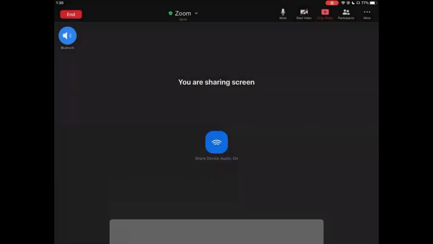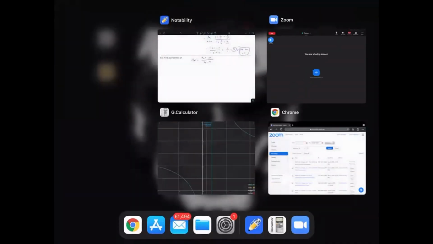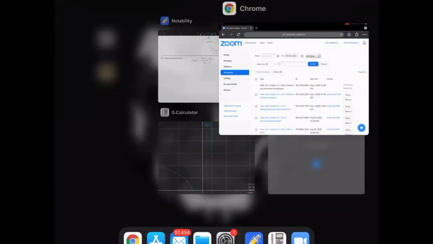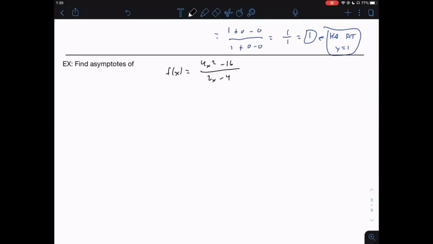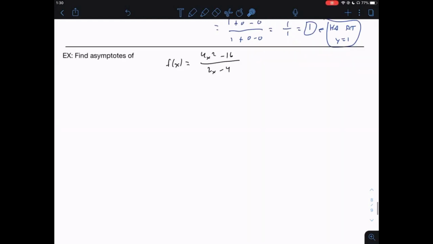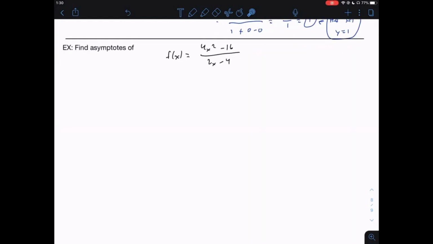But let's continue this next part of the video then with that last example that I'm going to set up here. All right, so here we have f of x equals 4x squared minus 16 over 2x minus 4. And what we want to do is find the asymptotes of this rational function. If a question says to find the asymptotes, that means find both the vertical and horizontal asymptotes.